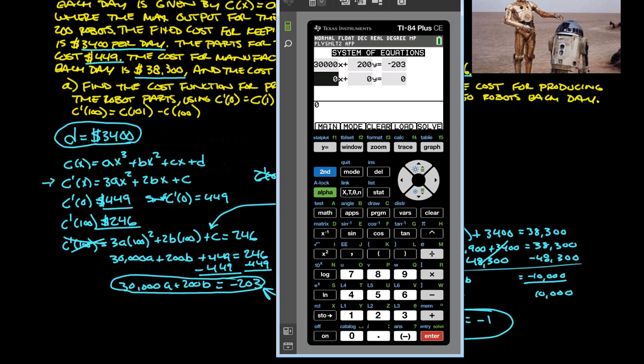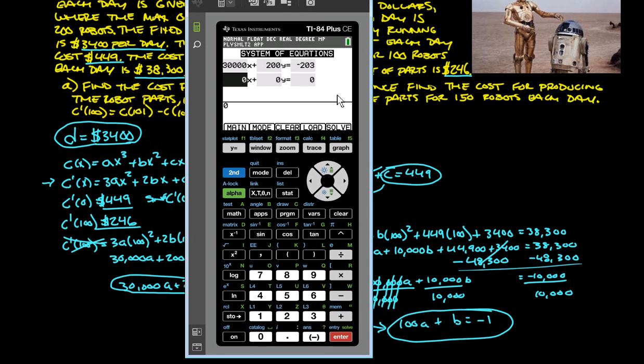Okay, and then our second equation is the one that we made a little bit nicer, so that's 100A, 1B, and -1 is our answer for that there. And we go to solve, and we get -3 e to the -4th.